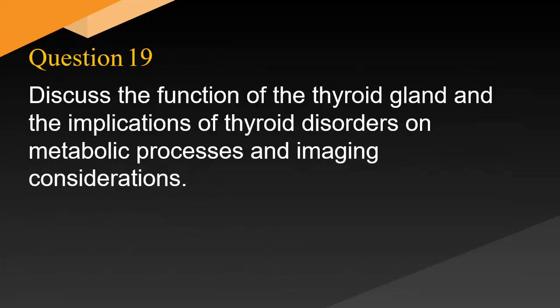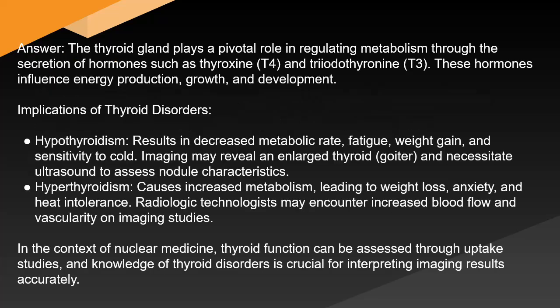Strategies. Discuss the function of the thyroid gland and the implications of thyroid disorders on metabolic processes and imaging considerations. Answer: the thyroid gland plays a pivotal role in regulating metabolism through the secretion of hormones such as thyroxine and triiodothyronine. These hormones influence energy production, growth, and development. Implications of thyroid disorders: hypothyroidism results in decreased metabolic rate, fatigue, weight gain, and sensitivity to cold. Imaging may reveal an enlarged thyroid, goiter, and necessitate ultrasound to assess nodule characteristics.